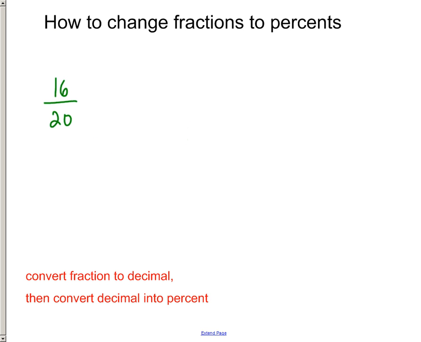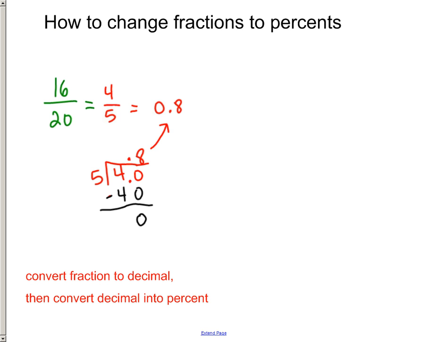16/20ths, I could divide 16 by 20 right now. It wouldn't be any problem at all. However, I noticed that I can simplify it, so let's do that first. That gets it to 4/5, so let's go ahead and divide 4 by 5. We see it's 0.8 or 8/10, and now we just have to move the decimal 2 spots to the right, and 8/10 suddenly becomes 80%.